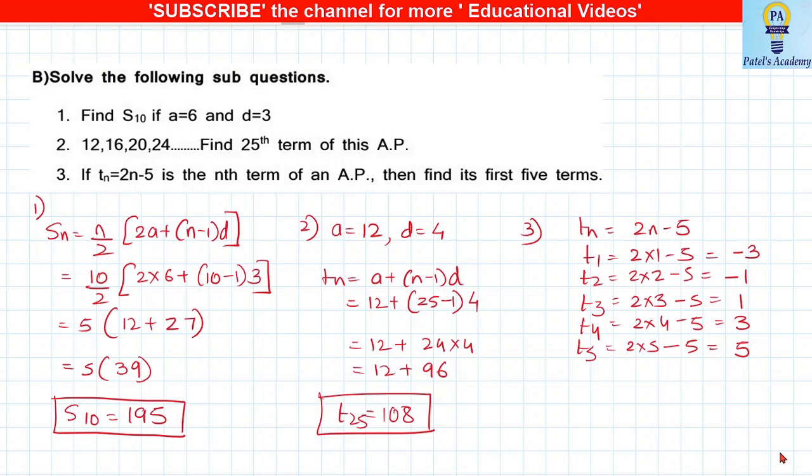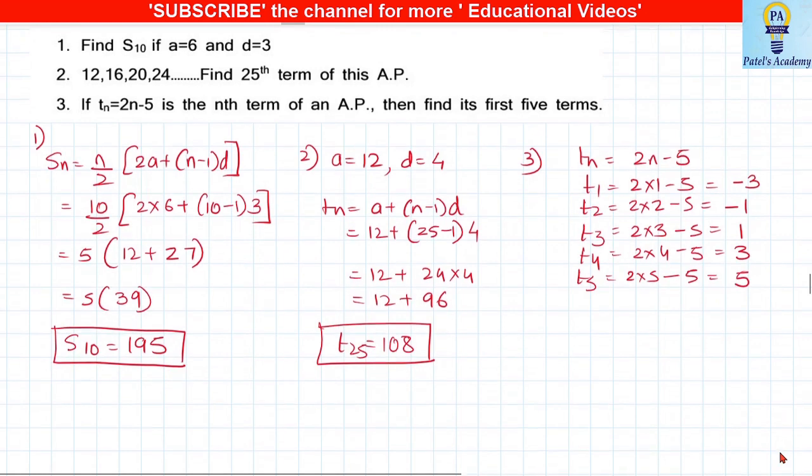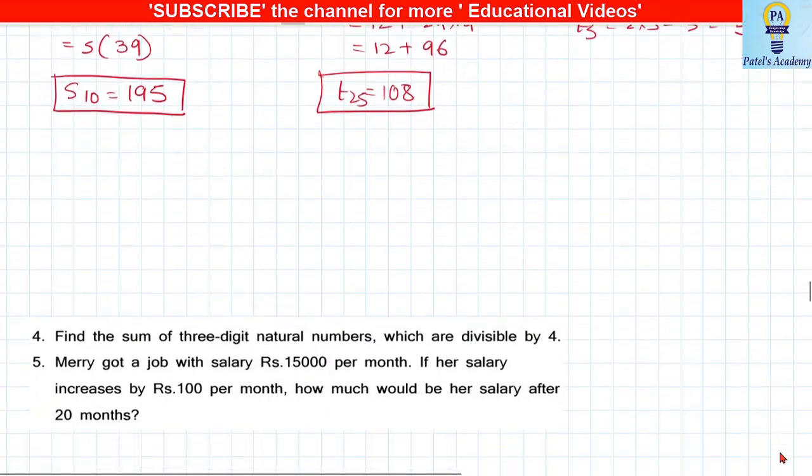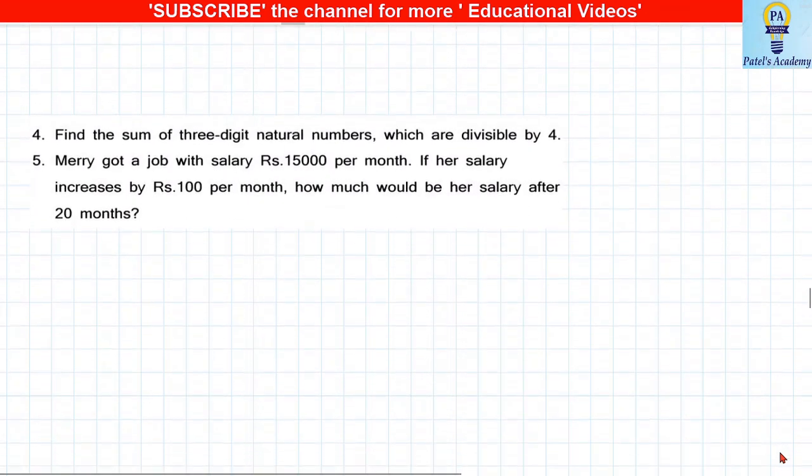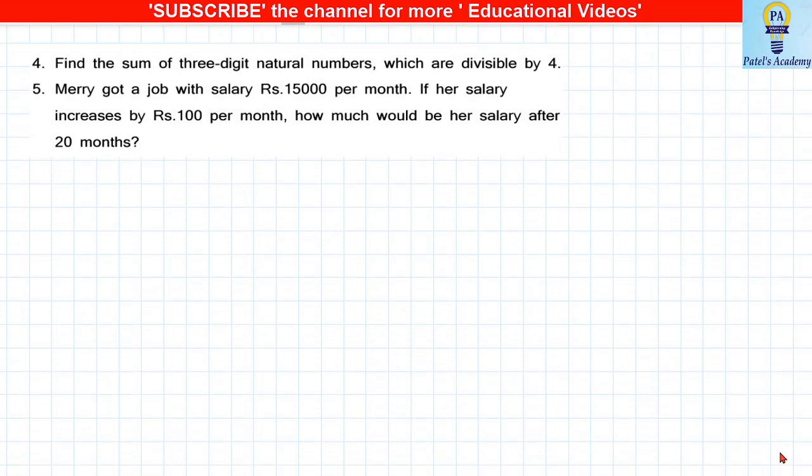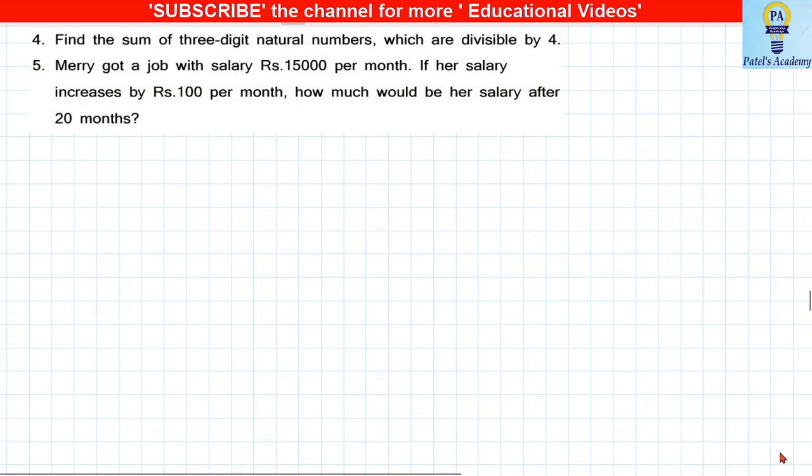Let's see the next one. Question number 4, an important question. We have to find the sum of 3-digit numbers which are divisible by 4. First let us see what are 3-digit numbers. The smallest 3-digit number is 100 and the biggest number is 999.